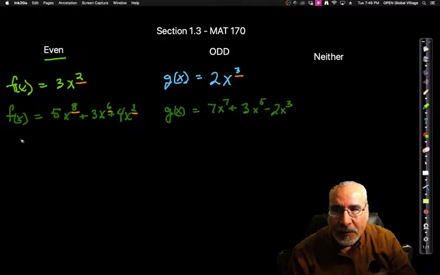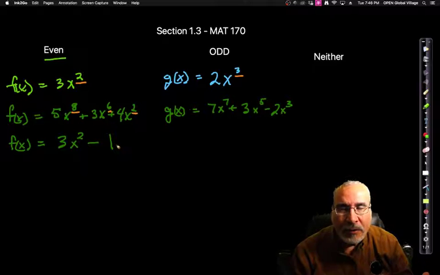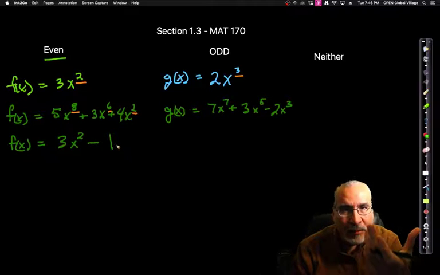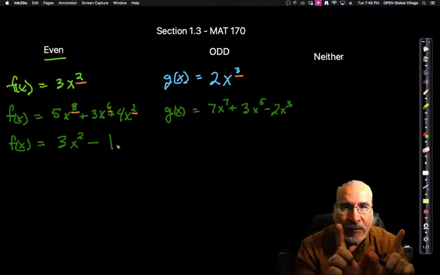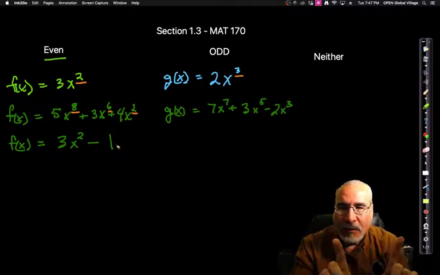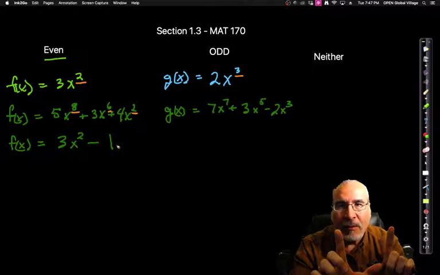Okay, so let's just go f of x. Let's start with our 3x squared, which we know so far is even, but what if we subtract 1 from it? Hopefully we'll see transformations. This is a parabola that's been moved down one unit, so it's still got symmetry about the y-axis. That's the definition of an even function, symmetry about the y-axis. So this U shape gets moved down. It's still going to have that same symmetry.